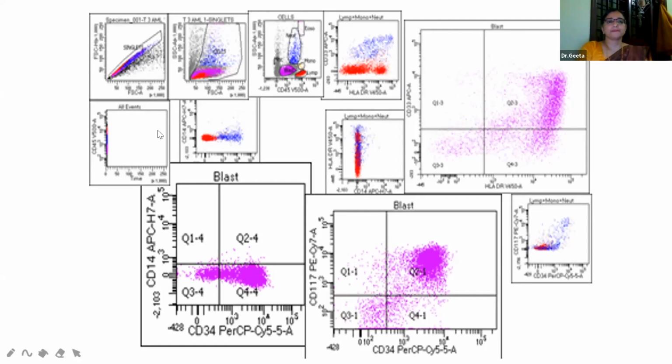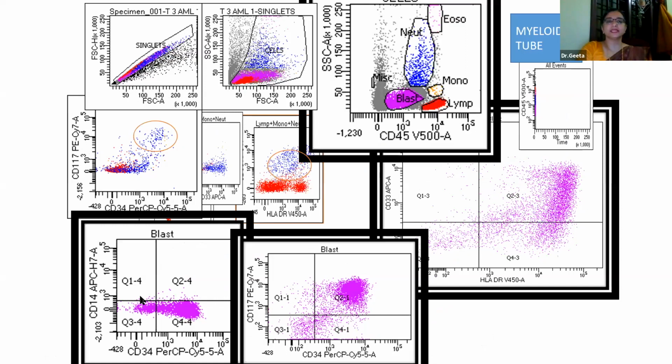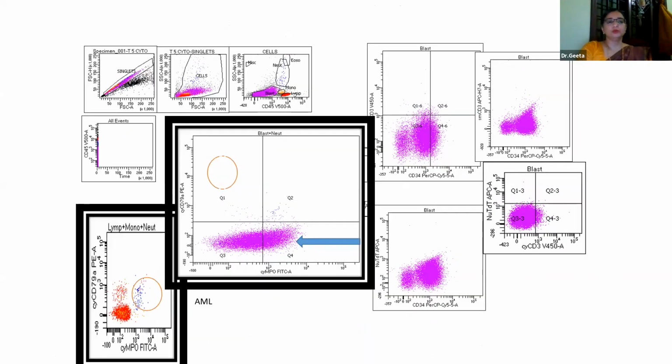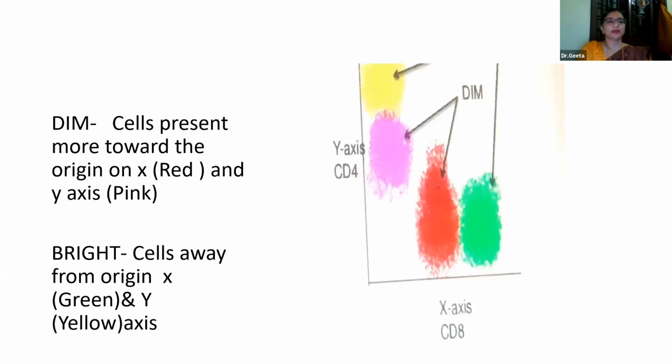So here I've highlighted the normal neutrophils, with very few cells expressing positivity. This is the MPO positivity of normal neutrophils, which are designated as blue, and the lymphocytes as red. So the diagnosis is acute myeloid leukemia.